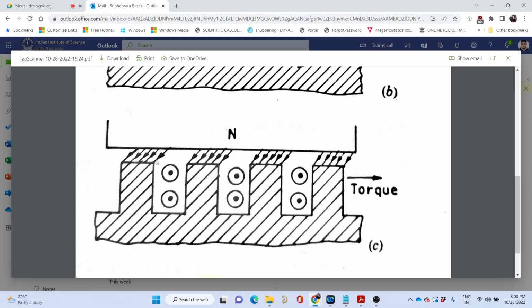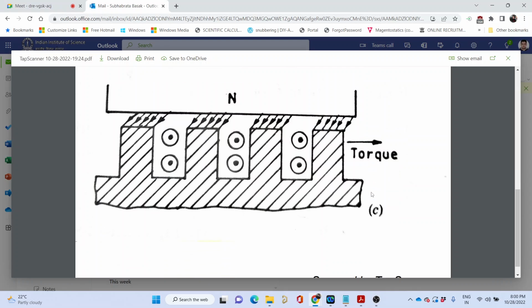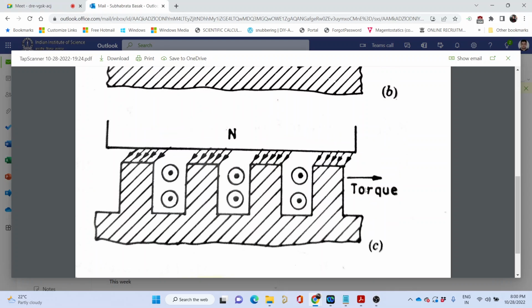So now the flux lines are bent, so it would always try to reduce the length of these flux lines. They will try to be straightened. So that's why a torque will be produced in this direction. This is how the torque is actually being produced in a DC machine.